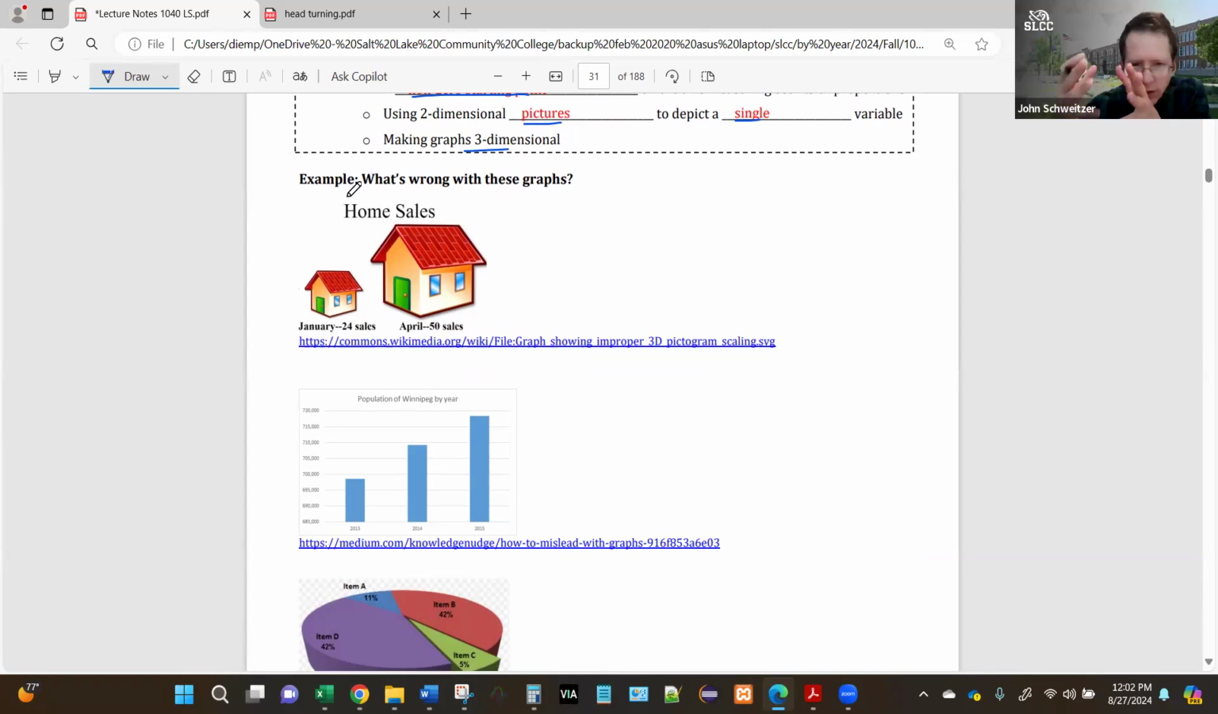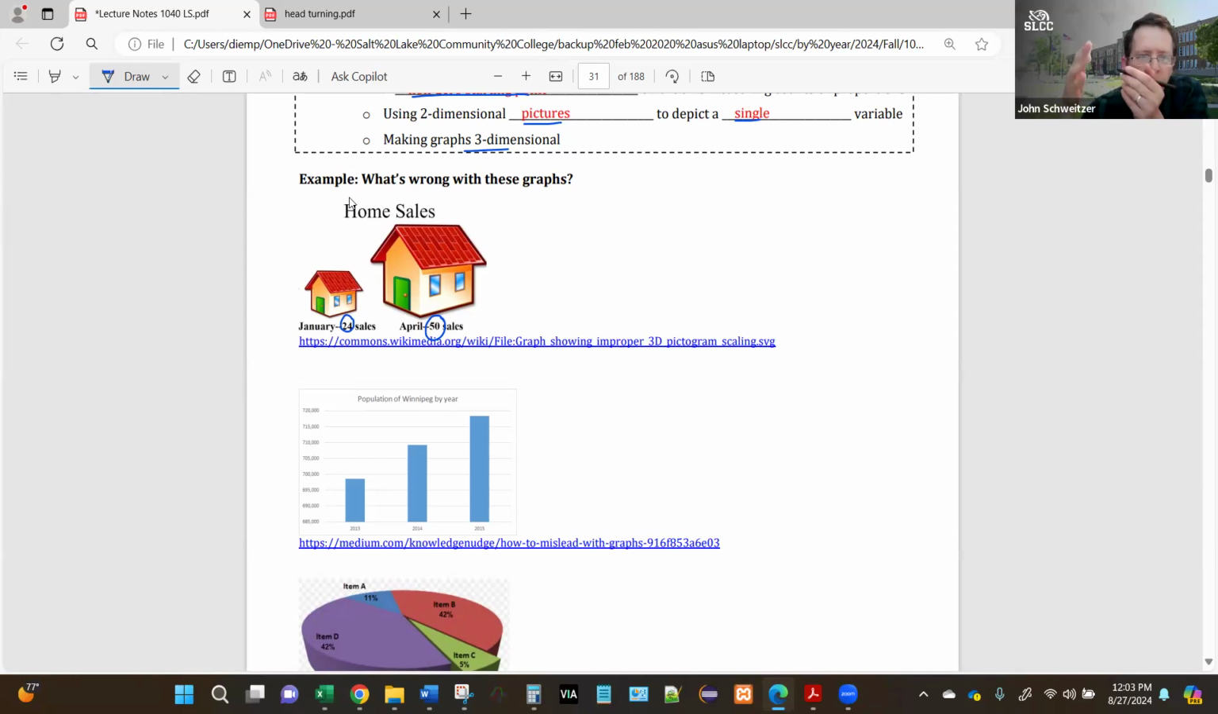Okay, so for example, we have home sales from two different months. This might be home sales for a small town. In January, there were 25 homes sold, or 24. Then in April, it was about double. It was a little bit more than double. It went from 24 up to 50. What's wrong with this graphic?